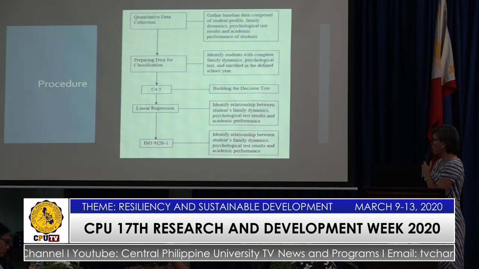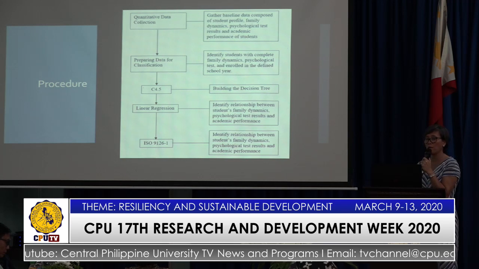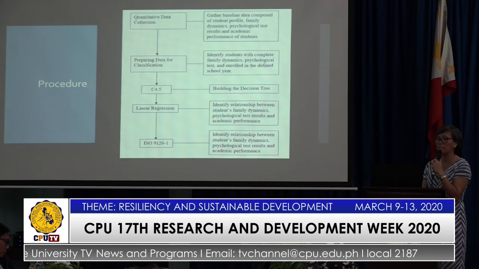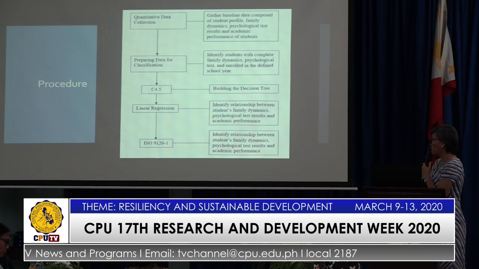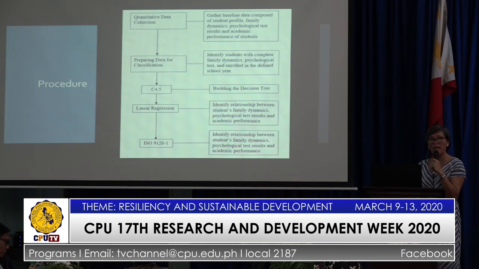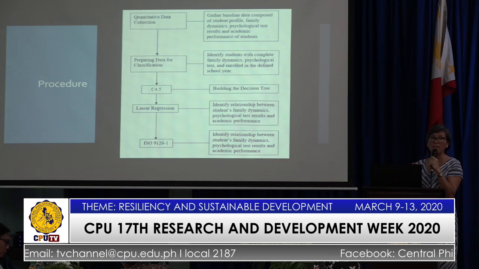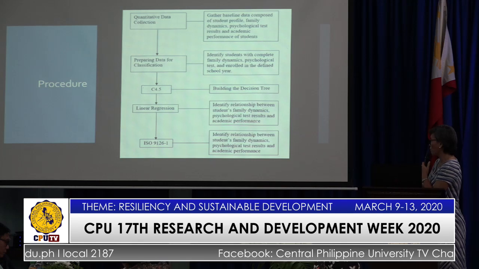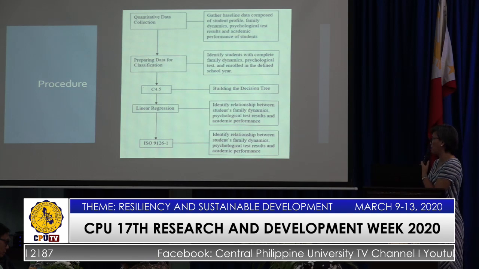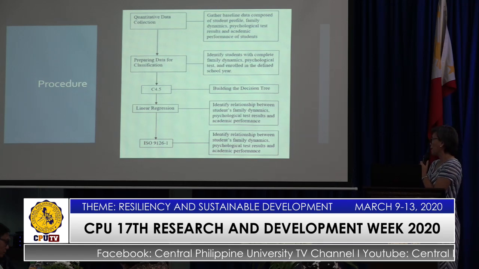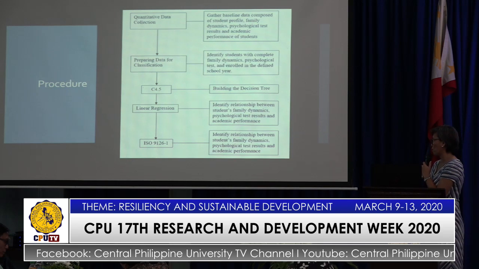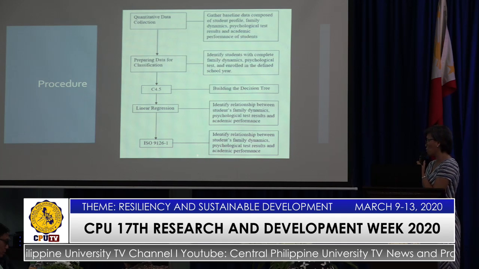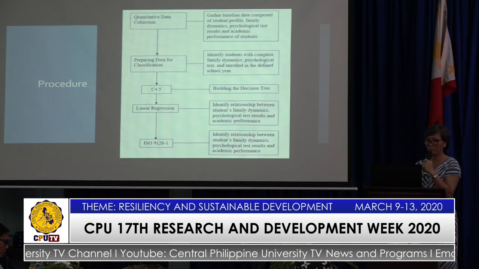So the implementation of the C4.5 algorithm was mostly done during the building of the decision tree, which is embedded in the system. And linear regression was only a form to verify whether what is generated by the algorithm itself are somewhat similar. So here, using linear regression, we try to identify the relationship between the students' family dynamics, psychological test result, and academic performance. And in the evaluation of the system itself, we made use of the ISO standard.